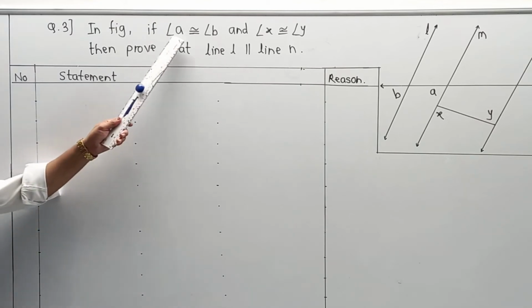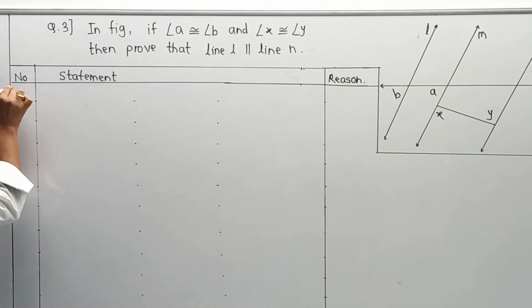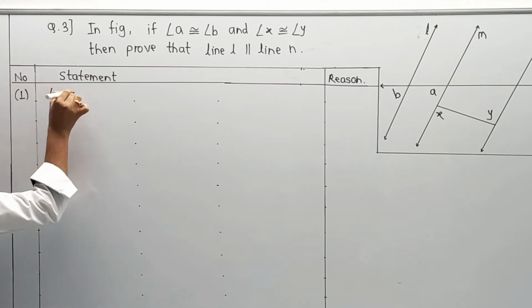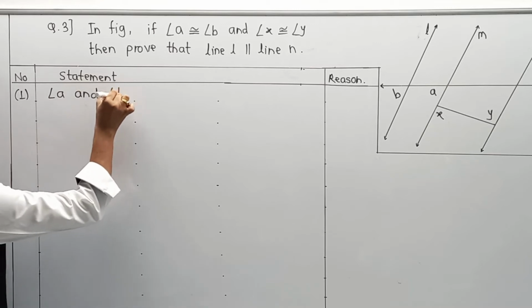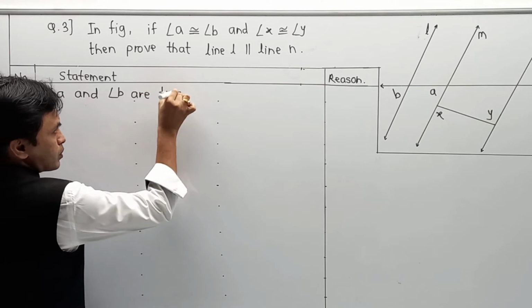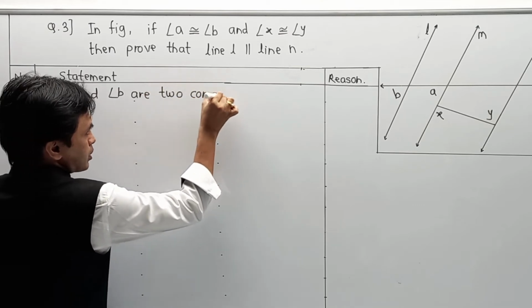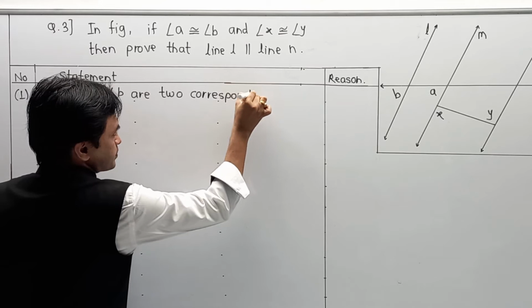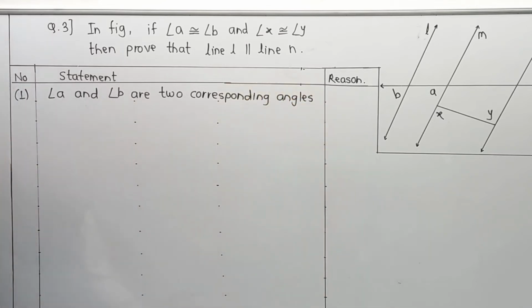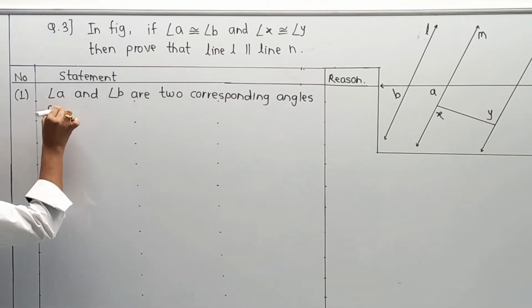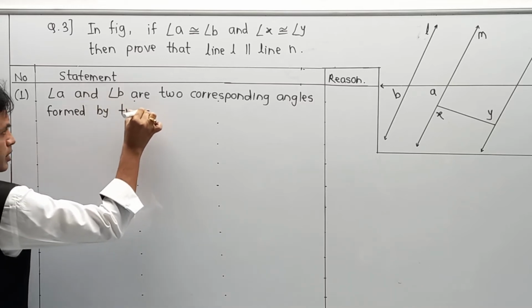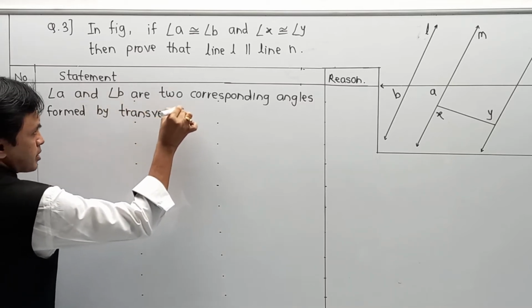In the first case, they have given angle A is congruent to angle B. Taking from that part, first, angle A and angle B are two corresponding angles formed by transversal K.